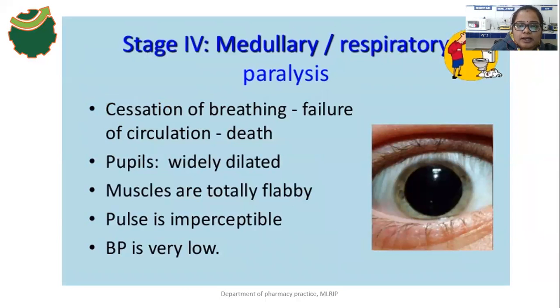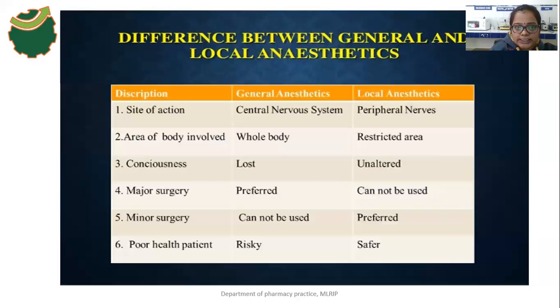In this, the person's pulse decreases, BP also decreases, and the muscles totally become flabby, muscle weakness occurs. In some cases death also occurs. Okay, these are the stages of general anesthesia.